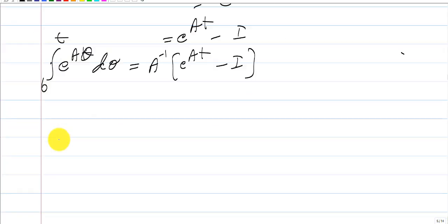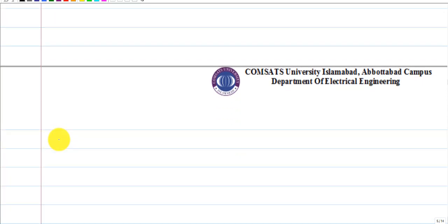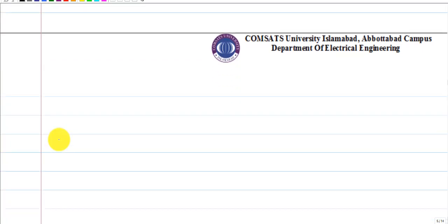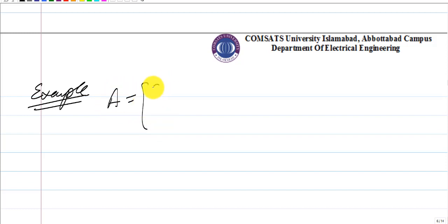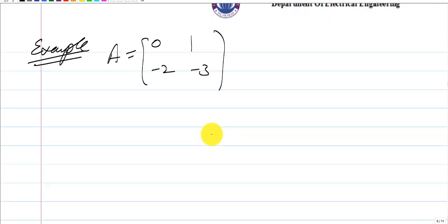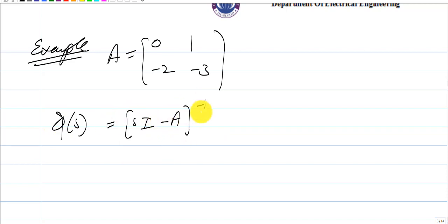Okay, now let's look at an example so that we can find out some state transition matrix. So let's have an example. And in this example, we have a matrix A, which is given as 0, 1, minus 2, minus 3. So, first of all, we need to find phi of s, which is actually (sI minus A) inverse.